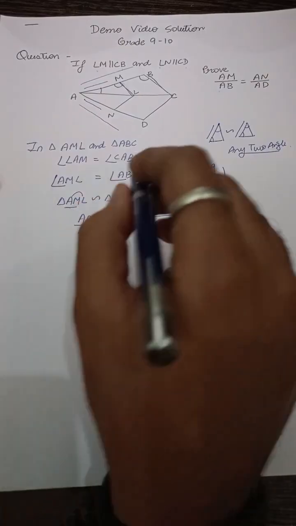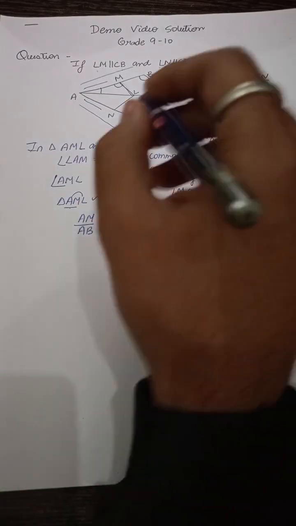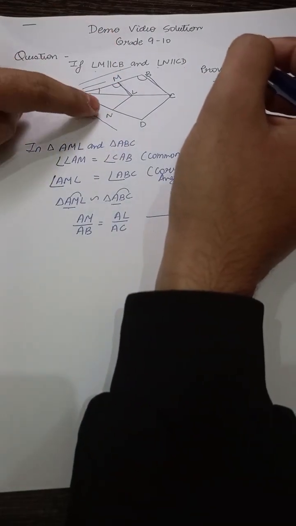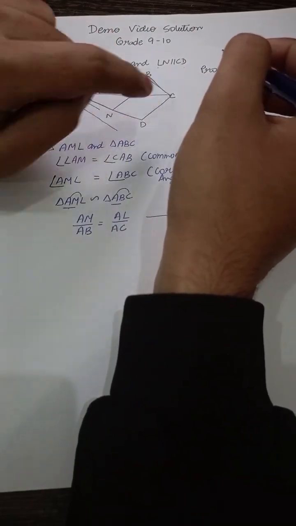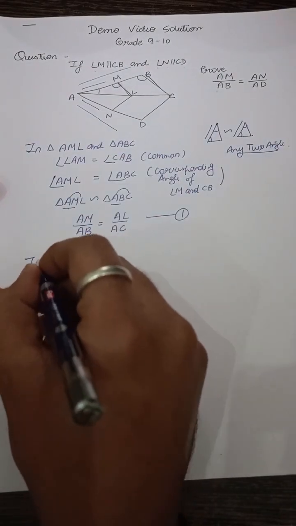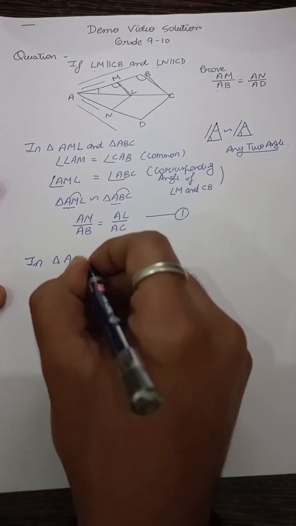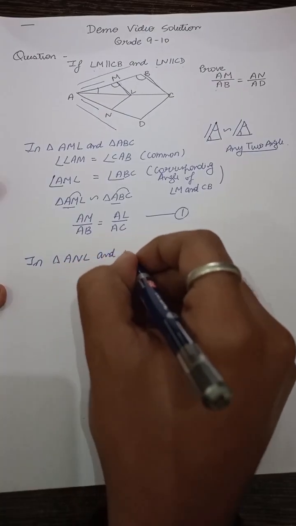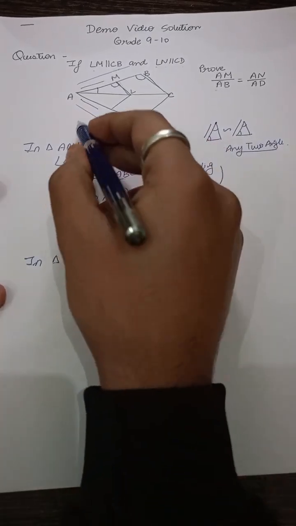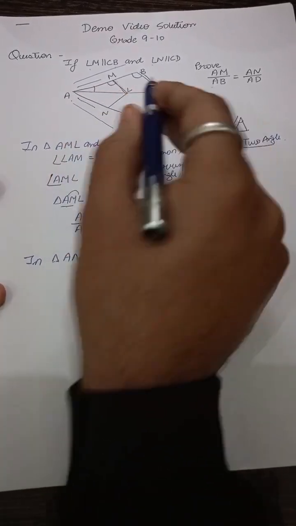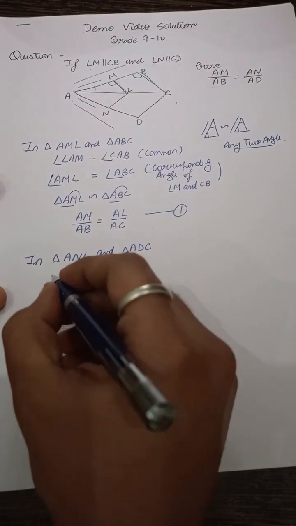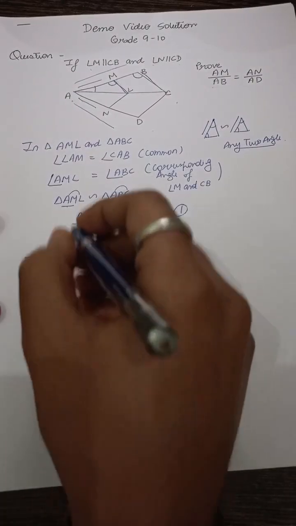Now we need to look at the second two triangles. We are looking at the lower part of the figure, and we have ANL, then we have ADC. We are using these triangles. Now in triangle ANL and triangle ADC, these two triangles are also similar. Very quickly we are going to prove it like this.